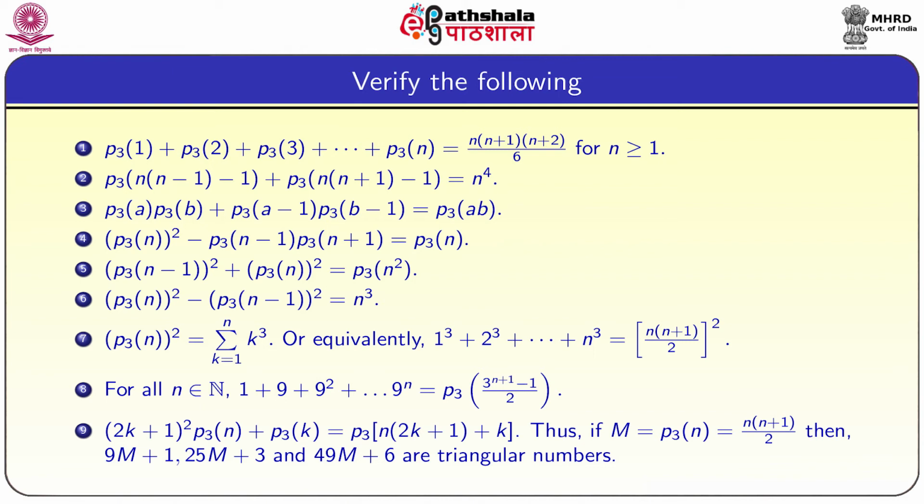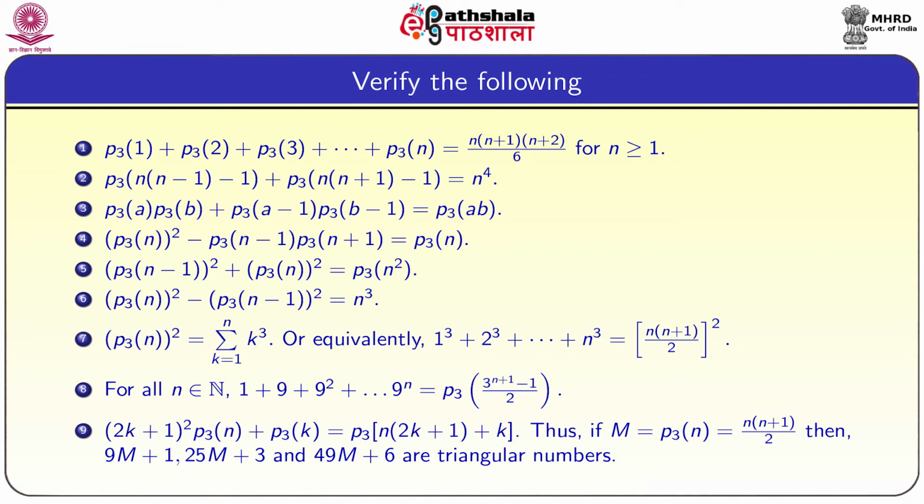And even n power 4, look at the second problem, n power 4 is again expressed as a sum of triangular numbers. And the third problem is expressing P3 of ab, the triangular number of the product of two numbers: P3 of ab is equal to the triangular number of a into the triangular number of b plus the triangular number of a minus 1 into the triangular number of b minus 1. So, these are very nice properties of these triangular numbers.